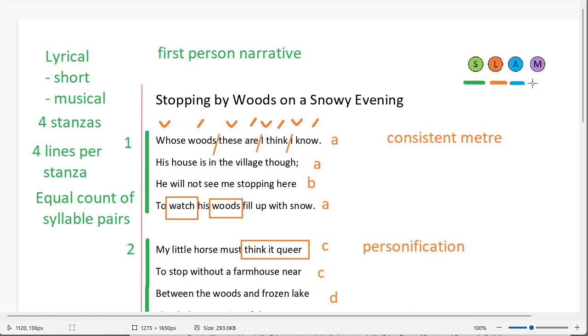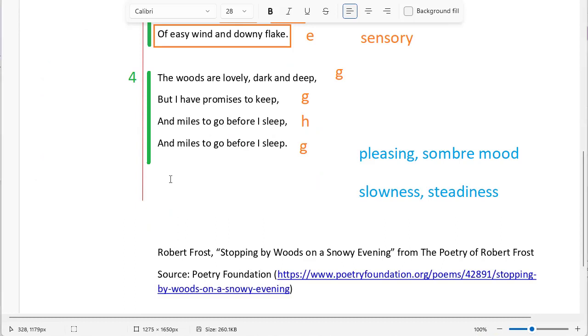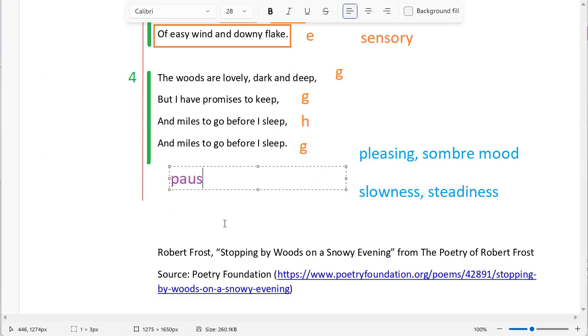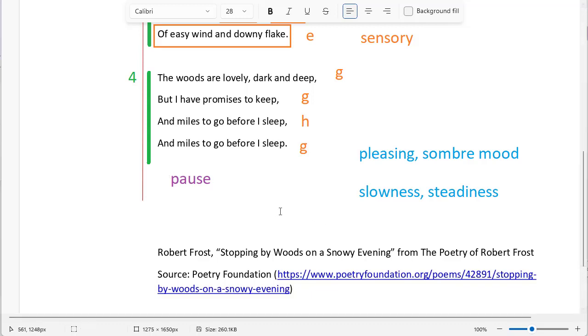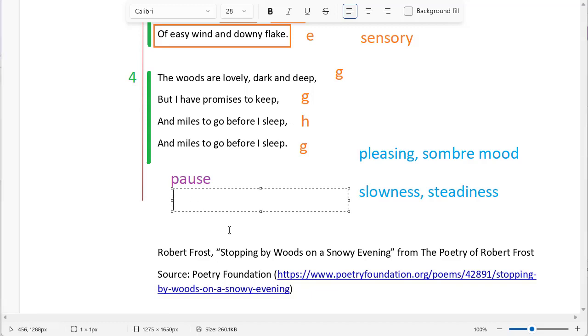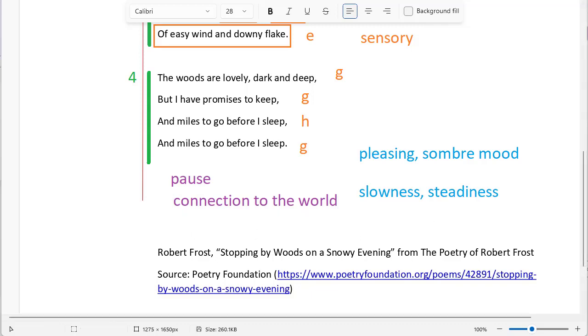The final step in the SLAM annotation procedure is to make note of the meaning. As indicated in the title, this poem is about stopping in a place where one would not be expected to do so. In the story, the horse makes it clear that the place is an unusual place to stop. Watching woods fill up with snow does not seem an exciting or necessary task. However, it is given an importance. It is seen as pleasing and may be even needed. This pause, or this connection with nature and the world around, certainly feels significant.